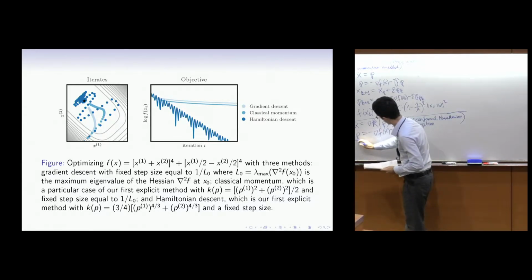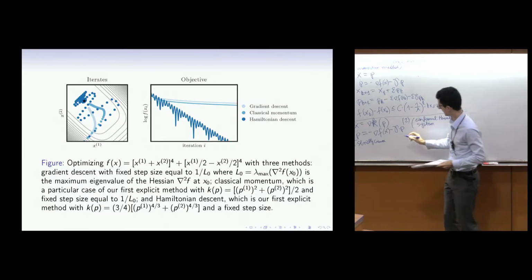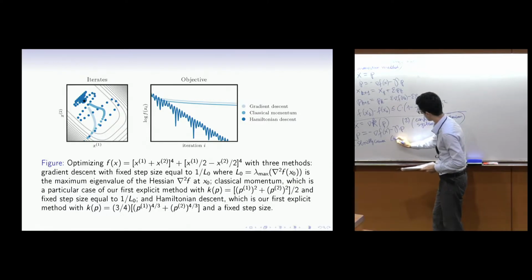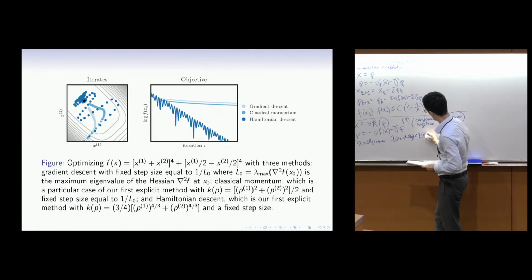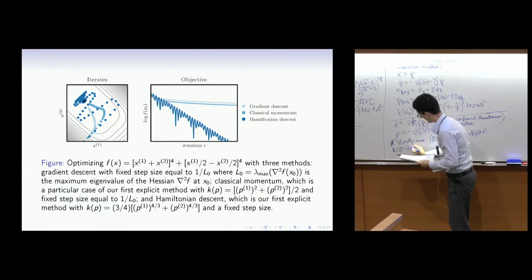And what we are going to assume is that k is a strictly convex function. Strict convexity means that k of lambda times x plus 1 minus lambda times y is strictly less than lambda times k(x) plus 1 minus lambda times k(y), when lambda is between 0 and 1. And we assume that k(0) is 0.